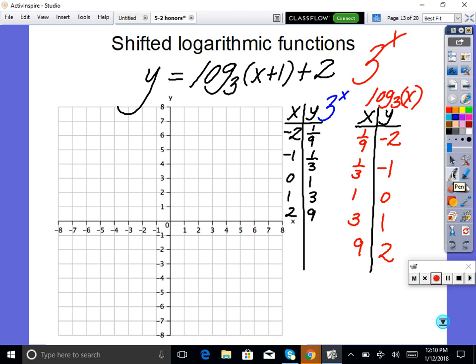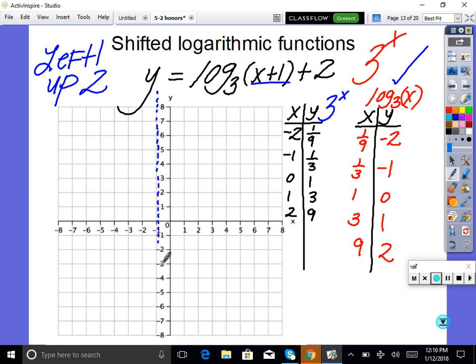Okay. So now what we have is our parent function points. Now in words we'll go like this: left 1, up 2, right? So now instead of having the asymptote at 0, didn't we just shift left 1? That's where you would start. You would draw in your new asymptote that's been shifted, whatever unit left or right. All right, now let's find our new xy points. If we went left 1, we took our x points, and won't we be subtracting 1? That's how shifting of functions works. And then we're going up 2. That would shift our y values up 2.